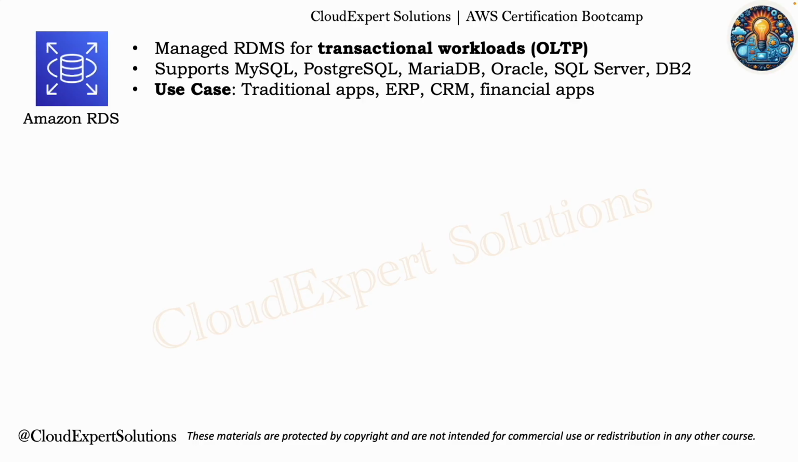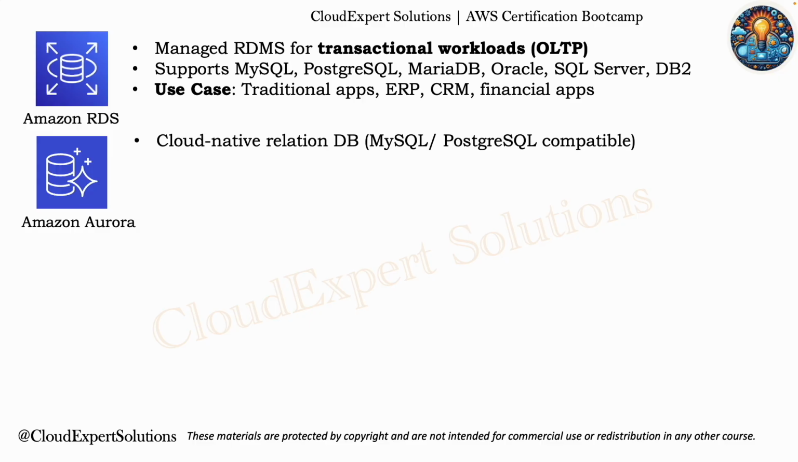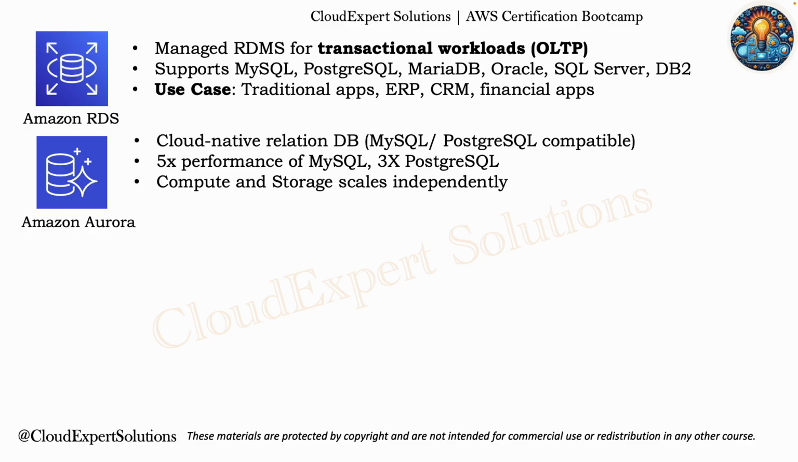Next is Amazon Aurora. Amazon Aurora is a cloud-native relational database built by AWS. This is AWS's proprietary database engine. Amazon Aurora is MySQL and PostgreSQL compatible, but Amazon Aurora can scale much bigger and perform much faster. Amazon Aurora provides 5 times better performance than a standalone MySQL database and 3 times better performance than a standalone PostgreSQL database engine. The main advantage of Amazon Aurora is that the storage and compute layers can be scaled independently.